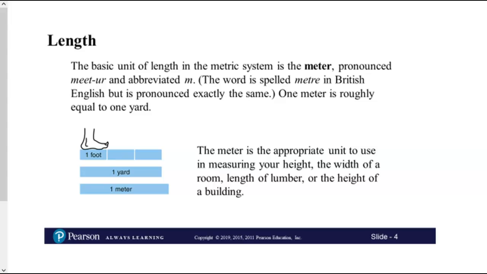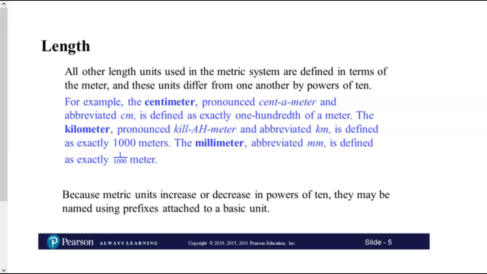The metric unit that's a very basic unit for length is meters, and the meter is about equal to 1 yard. And so it's used when you are doing a number of things, and you'll see that meter is the basis, just like grams and liters are for many of the metric measurements, gram being weight, liters being volume.